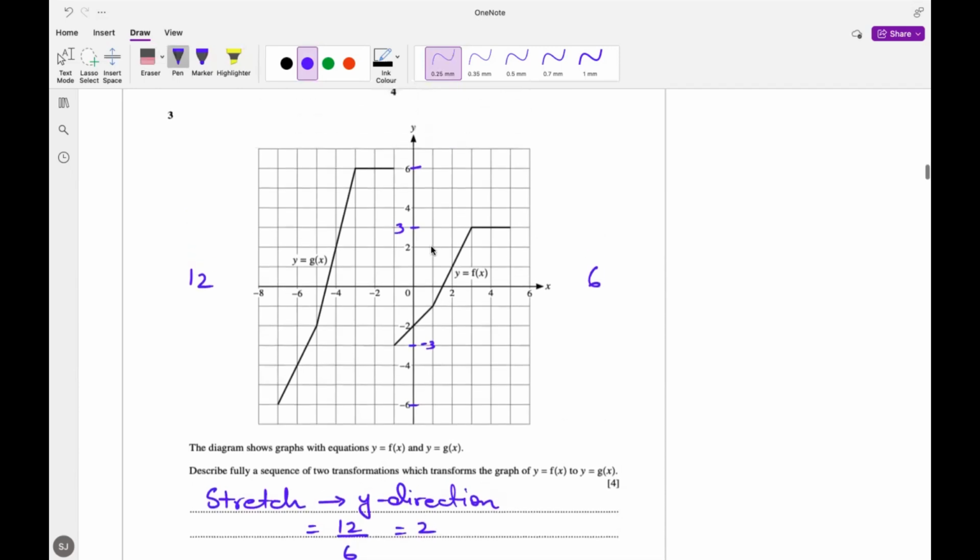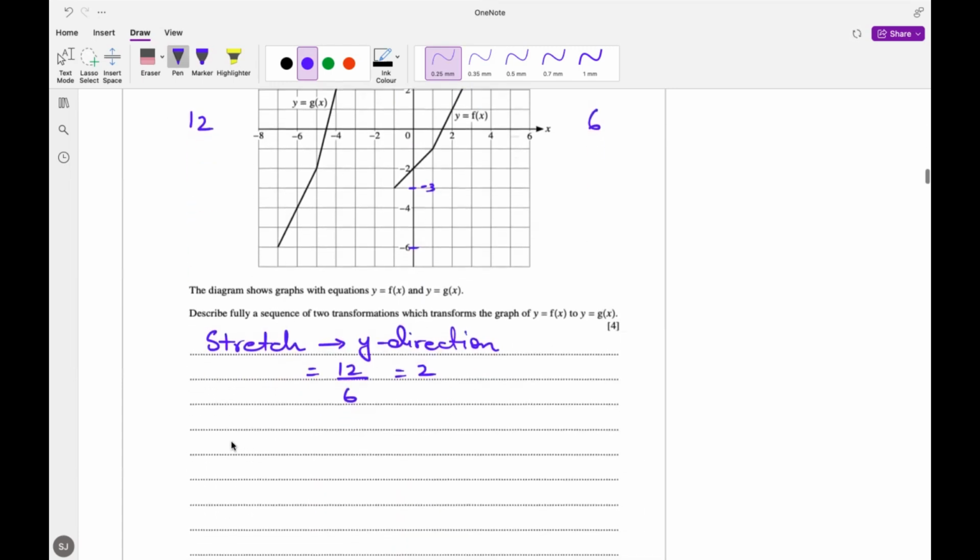Now to look at the other transformation, as we can see, it has moved towards the left. So we can take any of the points given. If I take this point, it has ended up over here. So it has moved 1, 2, 3, 4, 5, 6 units backwards in the x direction. So we can say it is a translation and the vector will be -6.